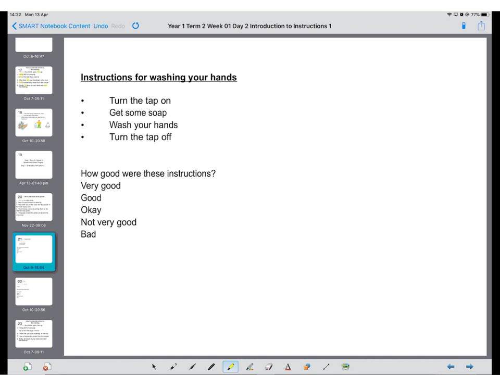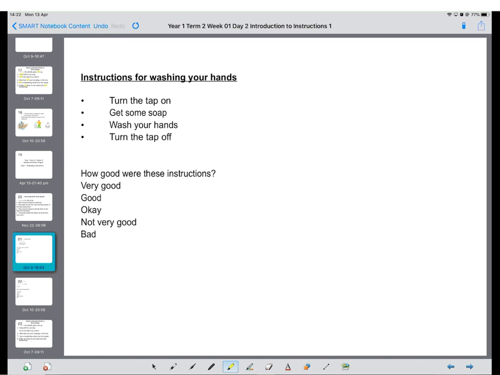Okay, grown-ups, pause the video until you're ready to go on. It's completely up to you how well you think these were. I would have said they were generally okay, because although they tell you how to start the process and what you need to wash your hands, they don't really describe how to wash your hands. So that would be the area to improve, in my opinion.